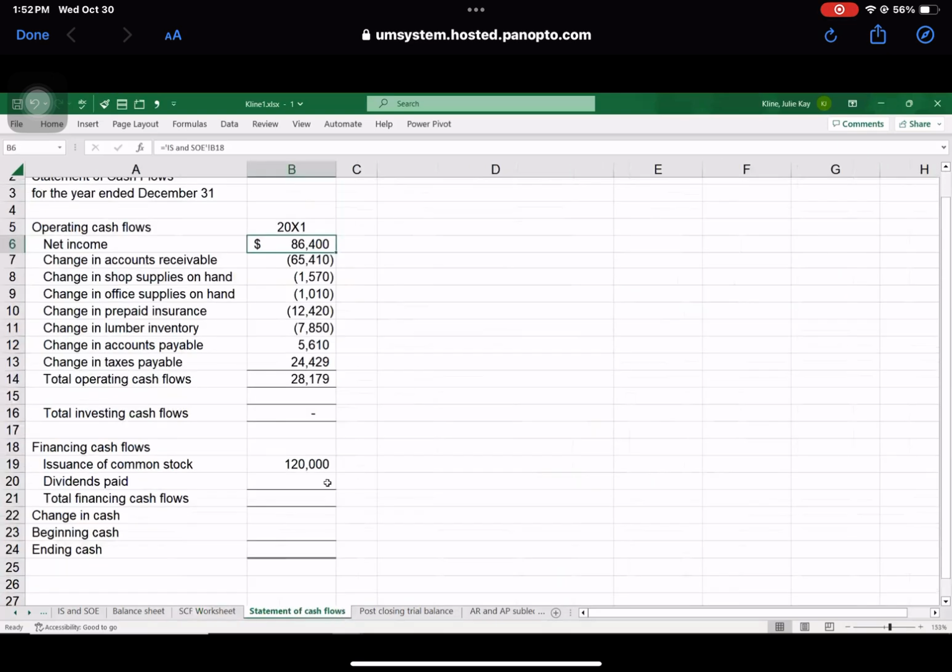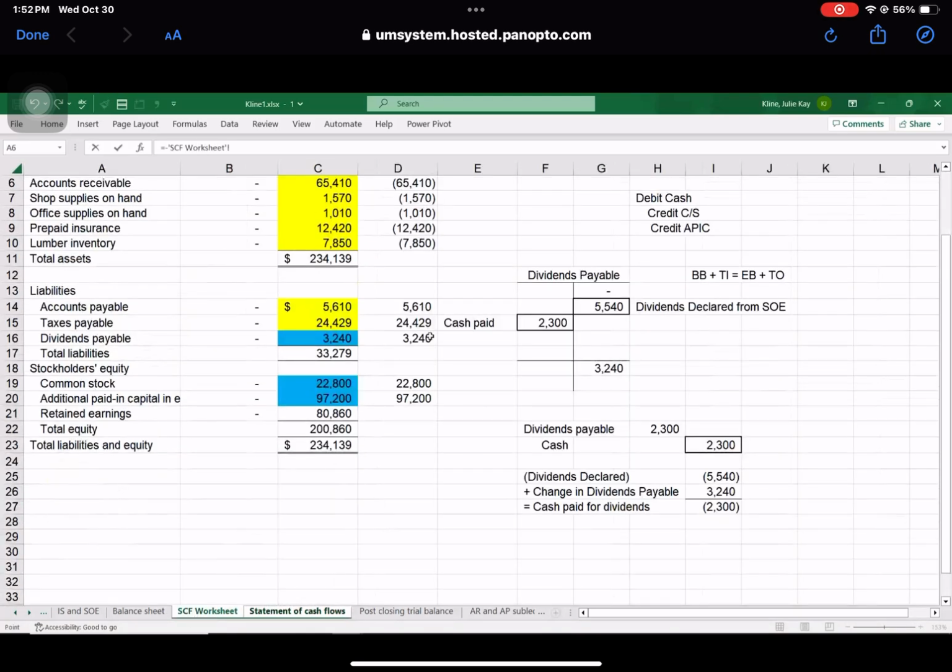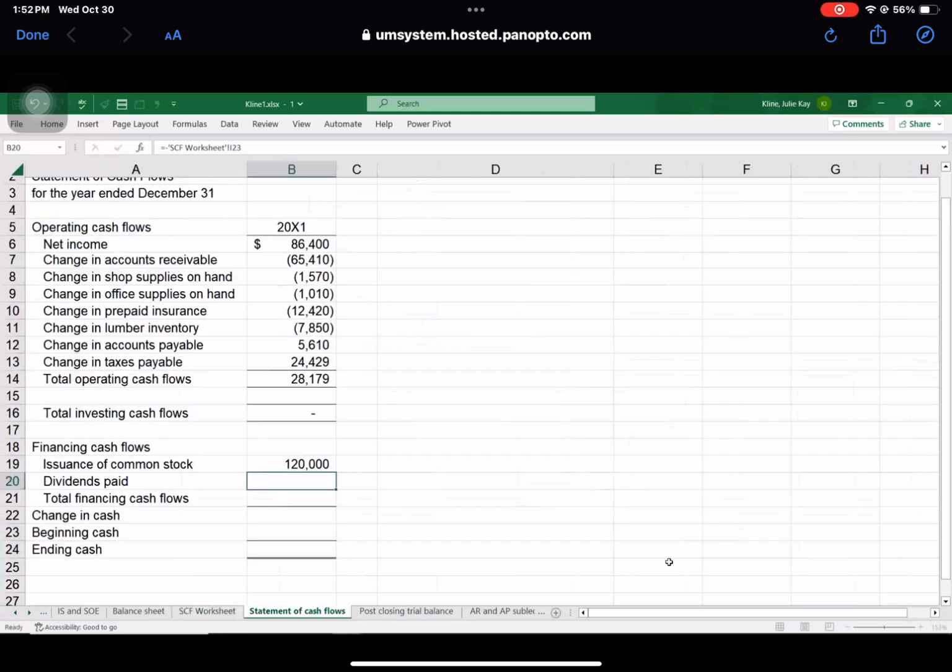But going to your statement of cash flows, dividends paid will equal a negative 2,300. Or you could say perhaps equals 2,300 cash paid. Total financing cash flows will be the sum of those two items that we have in financing. Change in cash. How this cash flow works is the change in cash is going to equal the sum of the three sections: total operating plus total investing plus total financing. The change in cash is here.